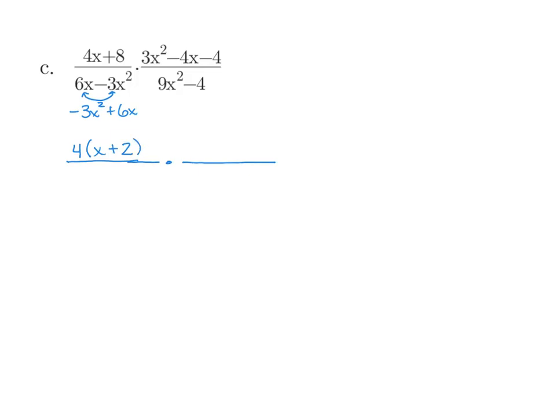The bottom also has a greatest common factor, and so I can factor out a negative 3. I can also factor out an x. And if we factor out negative 3x, negative 3x squared divided by negative 3x is x, and 6x divided by negative 3x is minus 2.